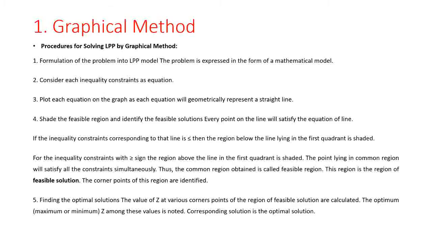Then second, consider each inequality constraint as an equation. So this is the second procedure. In the third procedure, plot each equation on the graph, as each equation will geometrically represent a straight line. Then the fourth procedure, shade the feasible region and identify the feasible solution. Every point on the line will satisfy the equation of the line.